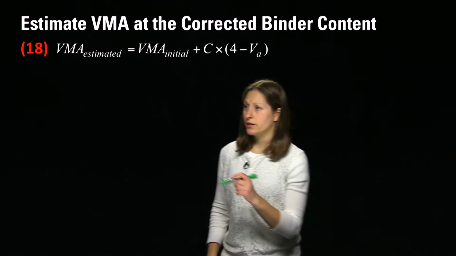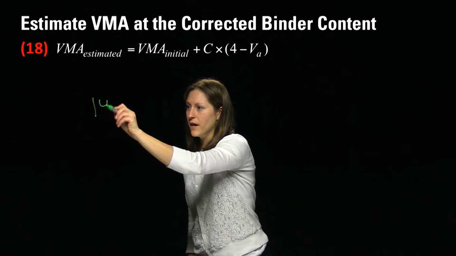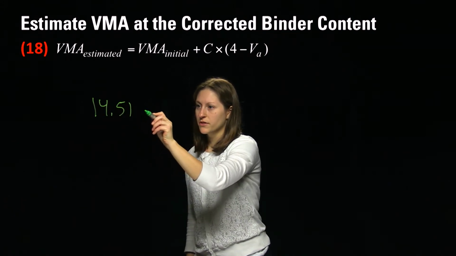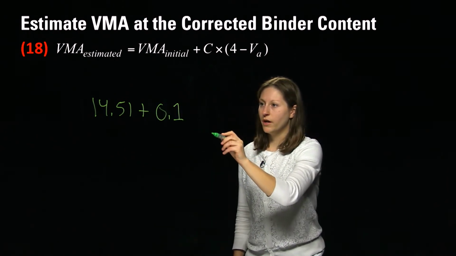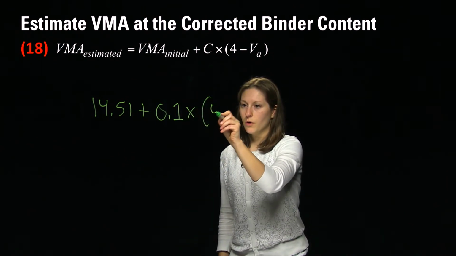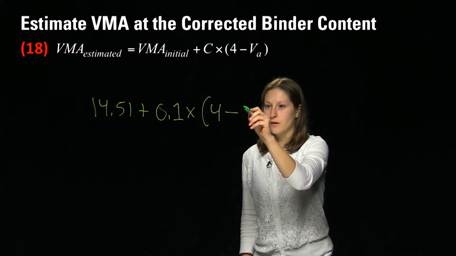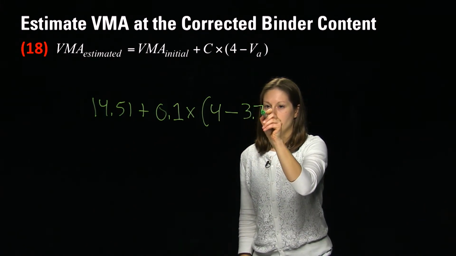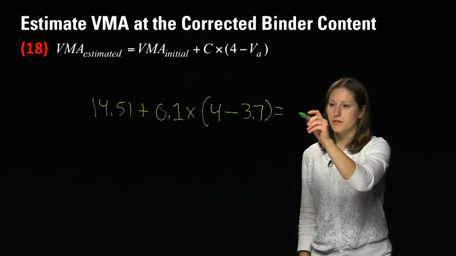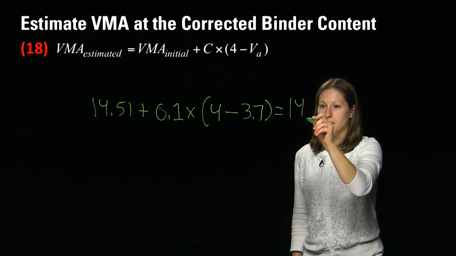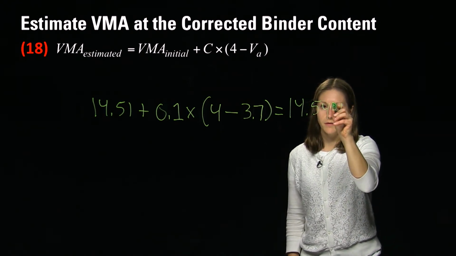Therefore, we can calculate our estimated VMA based on our initial VMA, 14.51%, plus our constant C of 0.1 times 4, our target air void content, minus what we measured at our initial trial asphalt content, which was 3.7%. This gives us an estimated voids in mineral aggregate at our corrected asphalt content of 14.54%.